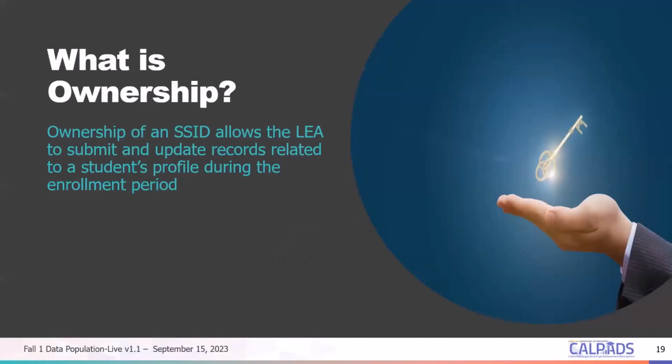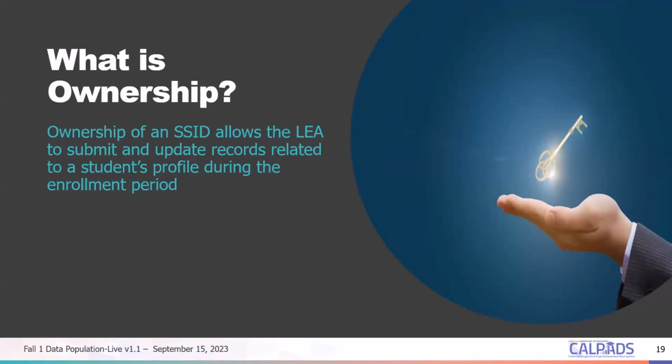All right, we did mention ownership on the previous slide, so let's go ahead and talk about ownership directly. So what is ownership? Ownership dictates who has the ability to maintain student data. Ownership of an SSID allows the LEA to submit and update records related to a student's profile during the enrollment period. SENR start and end dates determine the period of ownership of student records in CalPADS. To add, update, or delete student information, LEAs must have ownership of the student record.